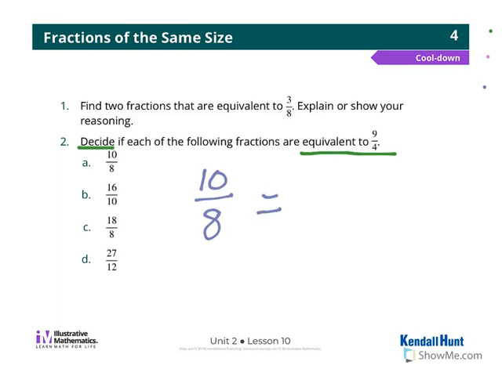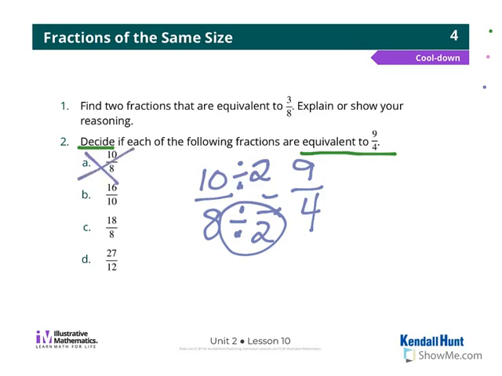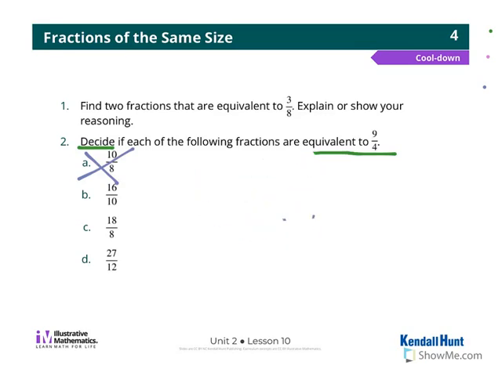10/8, and I'm going to set it up, equals 9/4. And if I'm looking, I'm thinking, okay, 8 times what is 4? Well, divided by 2 is 4. So if I divide the bottom by 2, then I need to divide the top by 2. And 10 divided by 2 is not 9/4. So this one is not equivalent. Then I would go to B.